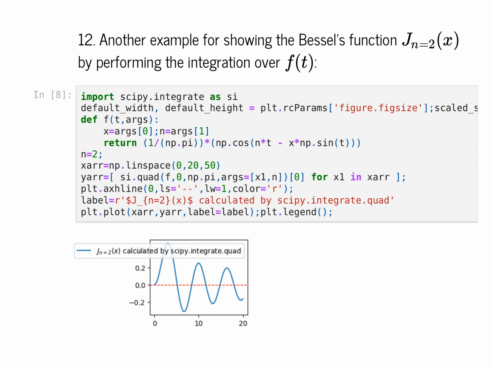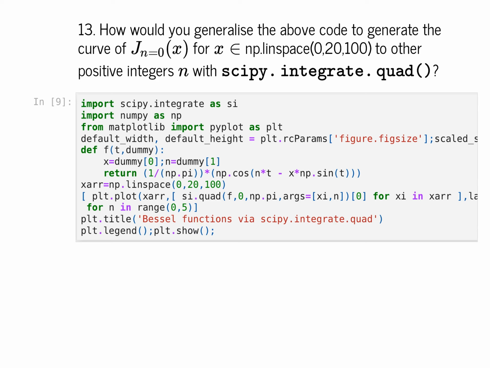A horizontal dashed line at y equals 0 is added for reference, and the plot is labeled appropriately. We can generalize the previous approach to plot several Bessel functions, j subscript n of x, for different orders n, all on the same graph.